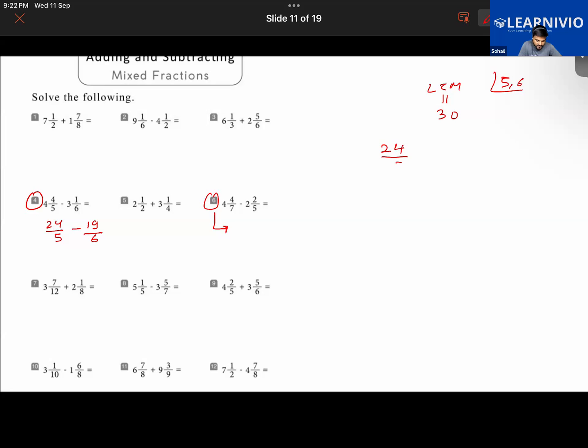Both of them have to be multiplied with such a number that the denominator becomes 30. For 19 upon 6, multiply by 5. So that becomes 95 upon 30. And for 24 upon 5, I'm going to multiply it with 6.